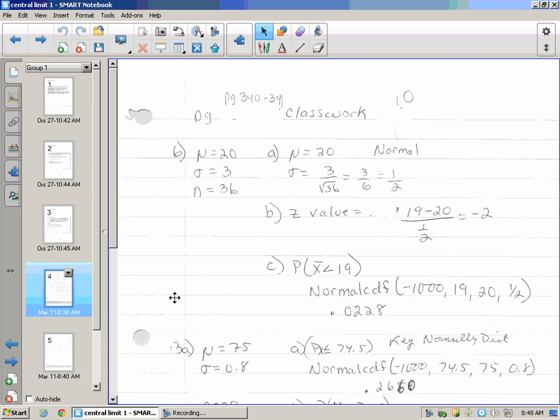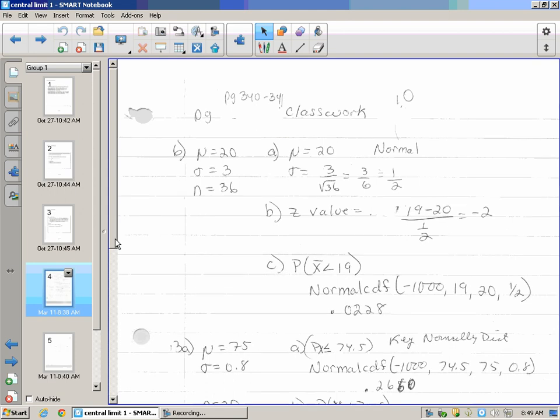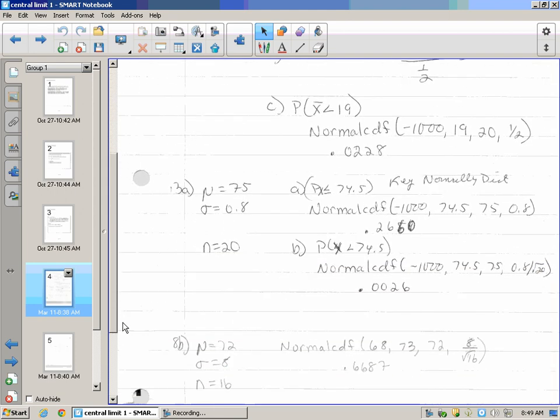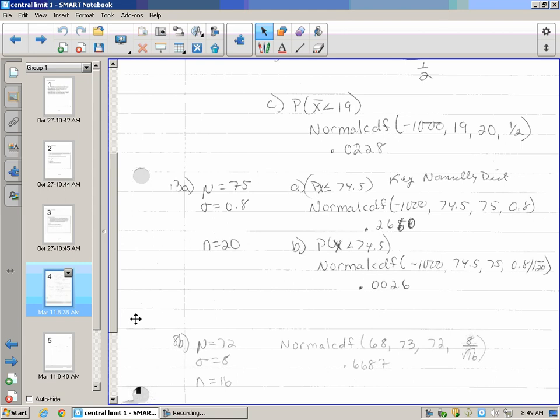Then they ask you to find the probability of the mean distribution being less than 19. And this is where we use normal CDF, -1,000, 19, comma 20, comma the half that we got from A. You get 0.0228.